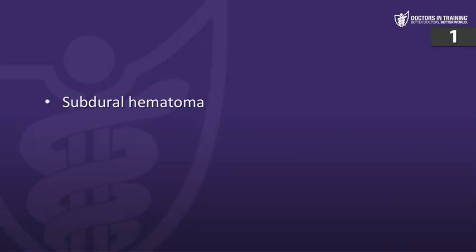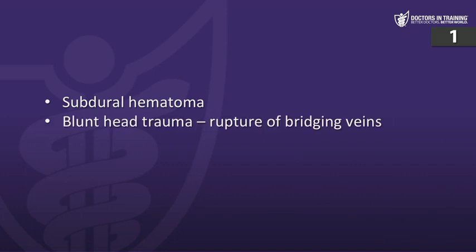This is a subdural hematoma, so the most likely cause is some kind of head trauma that causes tearing of the bridging veins. Those bridging veins are more vulnerable to tearing when you have cerebral atrophy, so you definitely want to think about subdural hematoma in your elderly or alcoholic patients.